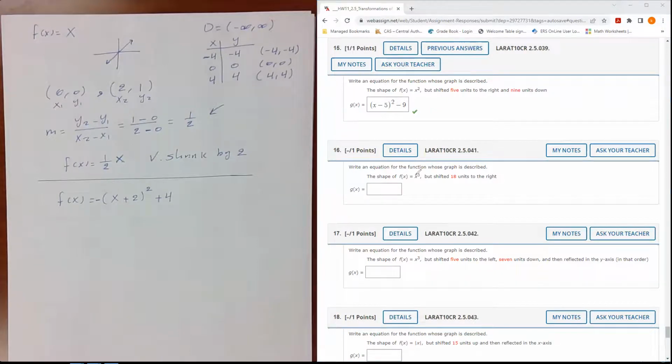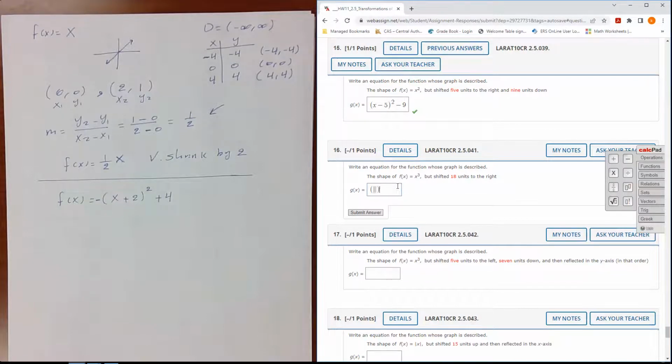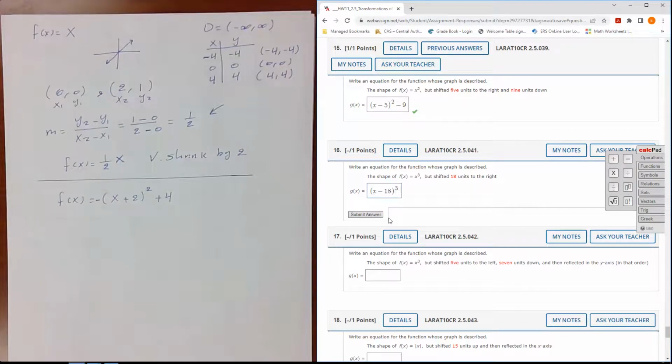Let's check the next one. Now x cubed was shifted 18 units to the right. So it's x cubed now. So here is x. Now shift 18 units to the right, so it's going to be minus 18. Do not forget the cubed. Sometimes you forget the cubed and you send me a text.